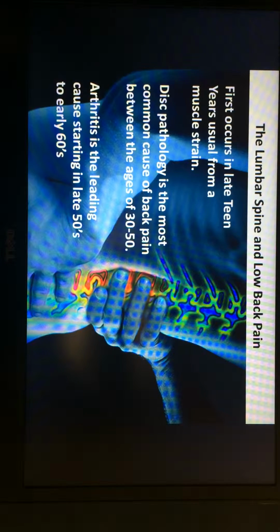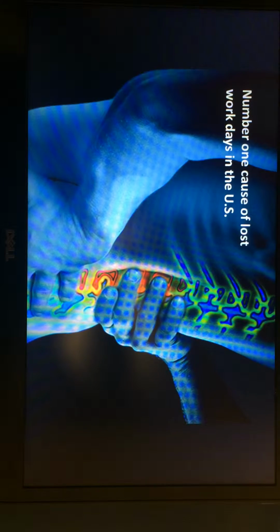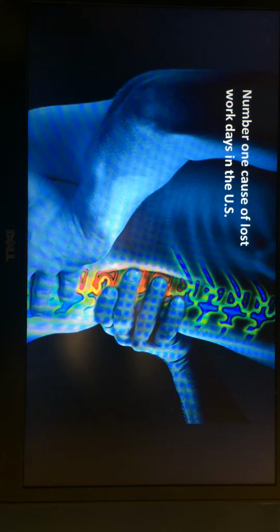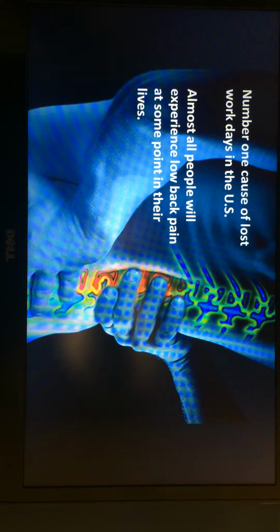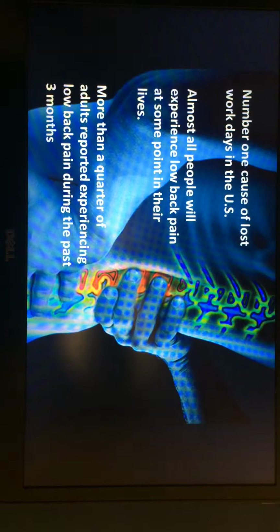Starting in our late 50s to early 60s, arthritis becomes the leading cause of back pain. Low back pain is the number one cause for missing work, exceeding that of the common cold and flu each and every year. Almost all people will experience low back pain at some point in their lives, and more than a quarter of all adults have had back pain in the last 3-month period.